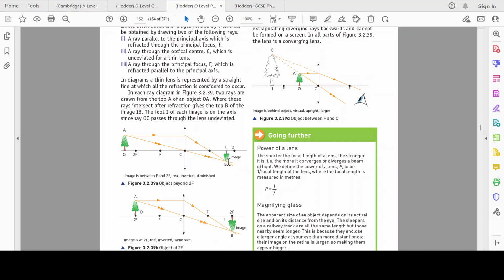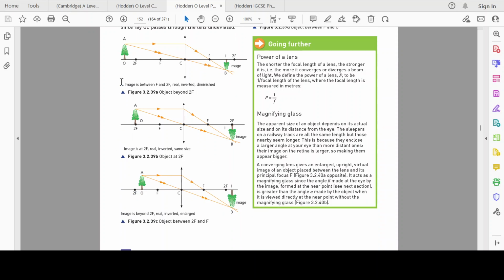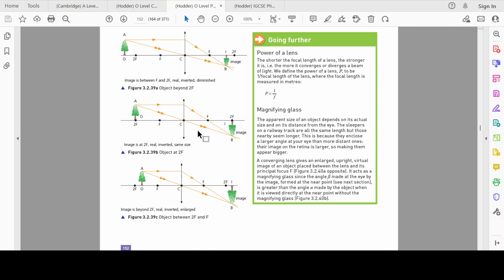Now what you notice over here is that the farther away the object is from the lens, the smaller the image is. You see the other two? This object is placed even further away than twice the principal focus. The second one is placed at the point where it's twice the principal focus, and this one is placed between 2F and F. So the closer the object is to the lens, the larger the image forming, as you can see on the right side. The same two lines are being used in all three cases.